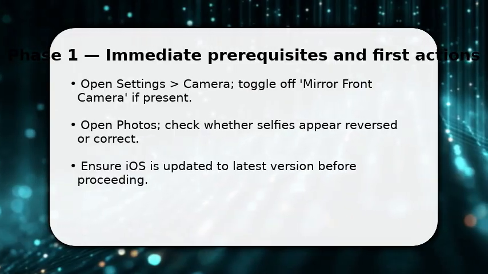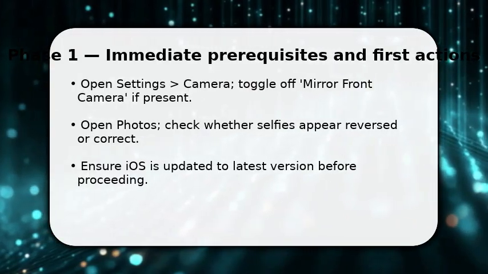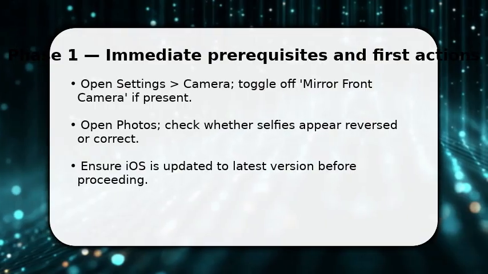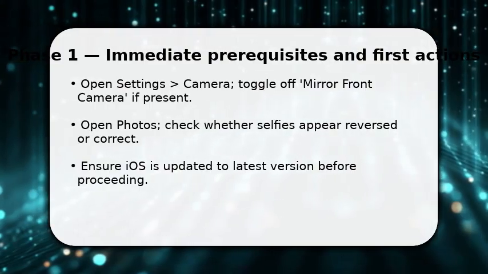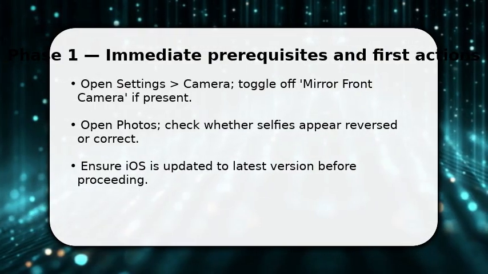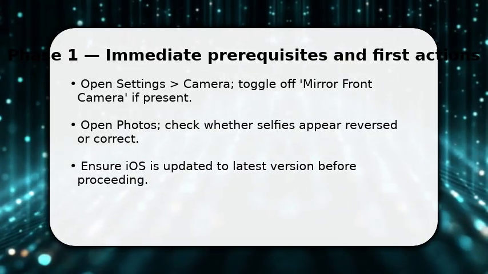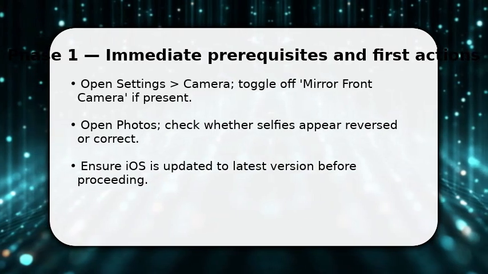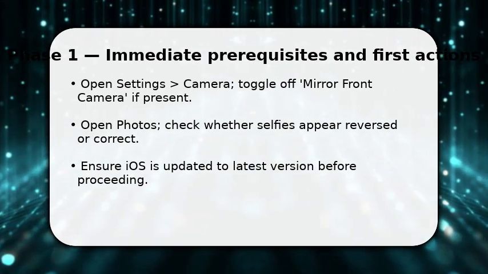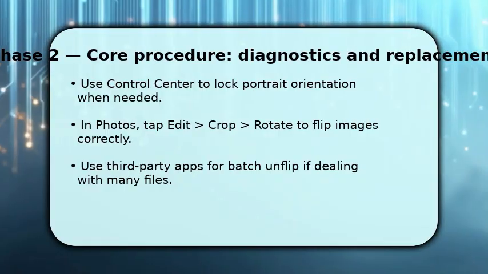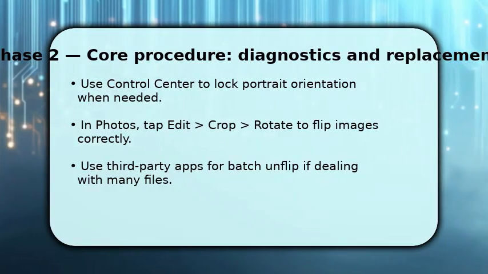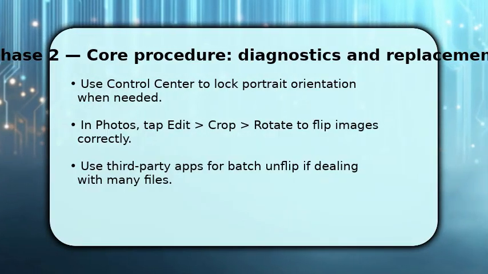Make sure to update iOS first if that option is missing, because older versions vary in where the toggle appears. This first step fixes most new photo flips immediately, so you can move to adjusting existing images. Once the camera is configured, lock orientation via Control Center to avoid accidental rotation during capture. This helps when you hold the phone at odd angles.